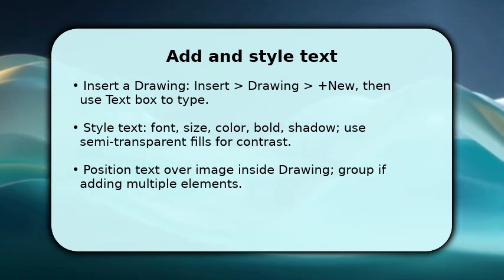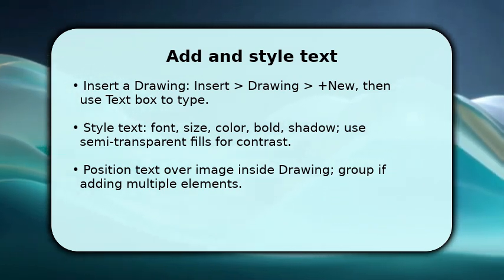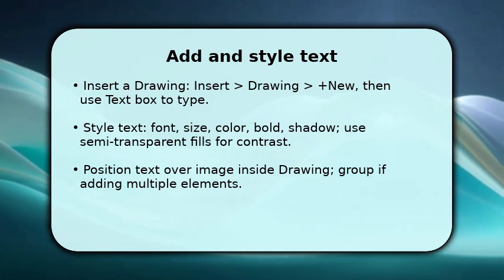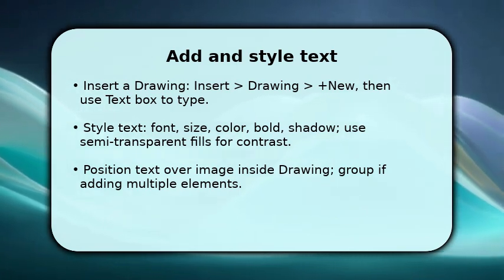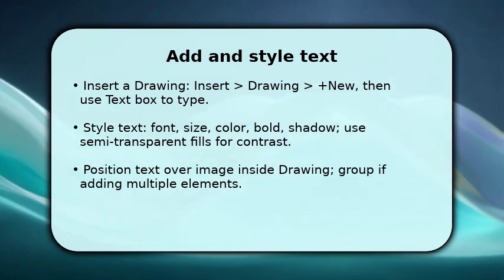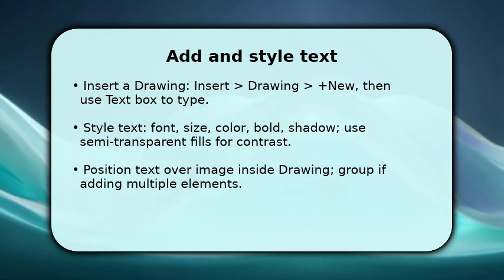Use a semi-transparent shape behind text if contrast is low. That helps legibility without hiding the image. Position and align text exactly where you want it. When satisfied, click Save and the combined image plus text.